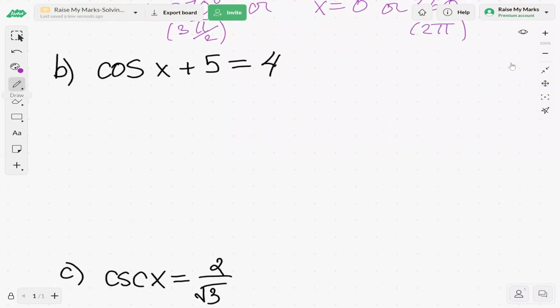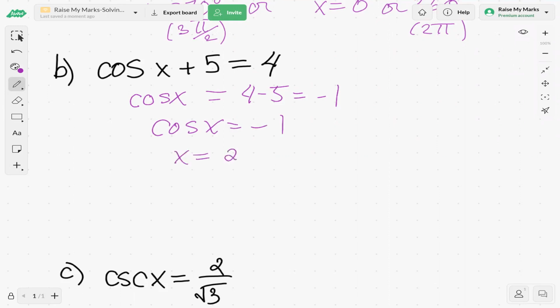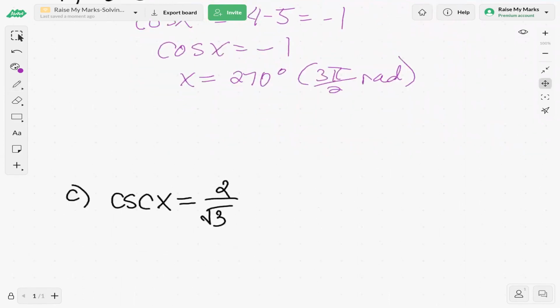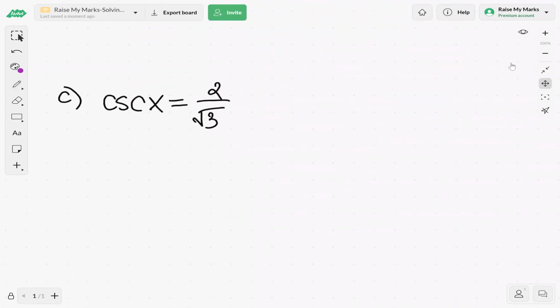So we have cos x plus 5 equals 4. We're going to solve for our cos x. So 4 minus 5 equals negative 1. So we have cos x equals negative 1. So when does cos x equal negative 1? When x equals 270 degrees, or 3 pi over 2 radians. Good. All right, let's have a look at this one.